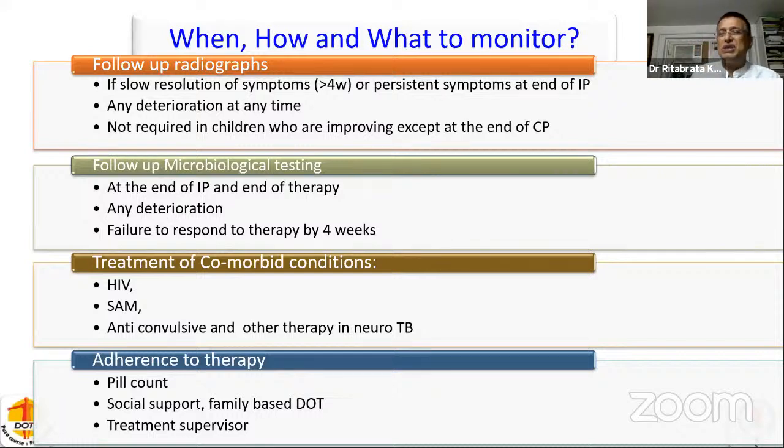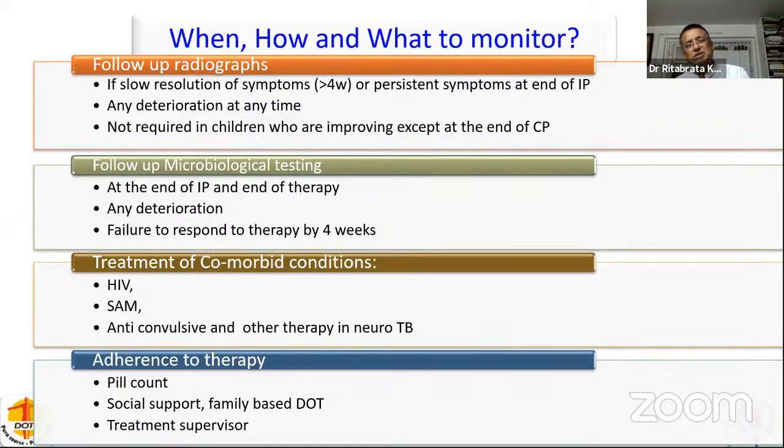Also, you should see whether the child has any comorbid condition, because if you don't treat comorbidity, your child will not show improvement. For example, TB and HIV goes hand in hand. If you don't treat both, you don't expect any improvement. So see the comorbid condition like HIV, severe acute malnutrition, and also see what are the drugs, just like in neurotuberculosis, anticonvulsants, drugs to reduce intracranial tension. So these things you have to see.